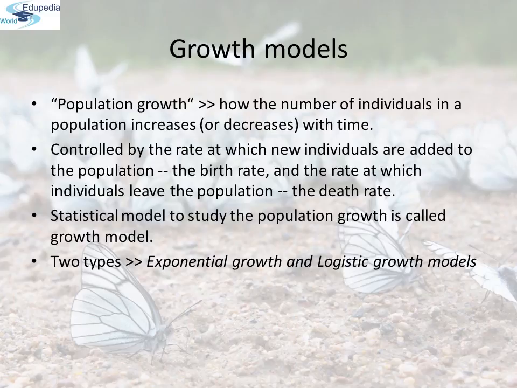Growth models. Population growth refers to how the number of individuals in a population increases or decreases with time. The growth is controlled by the rate at which new individuals are added to the population, the birth rate, and the rate at which individuals leave the population, the death rate. These growth models are statistical models to study the population growth. There are two types of growth models: exponential growth model and logistic growth model.